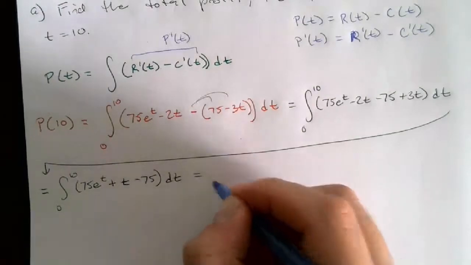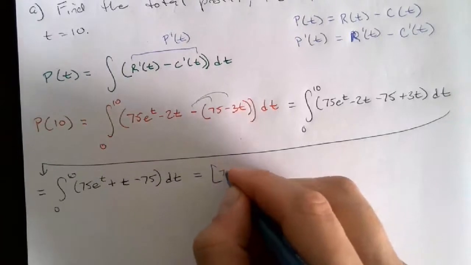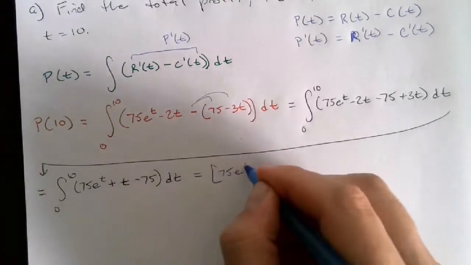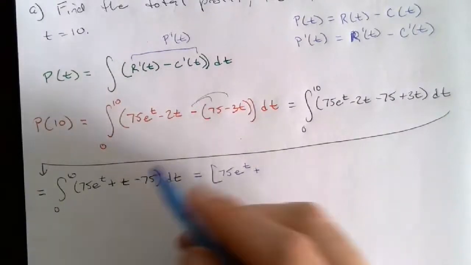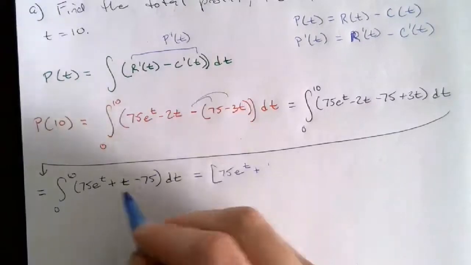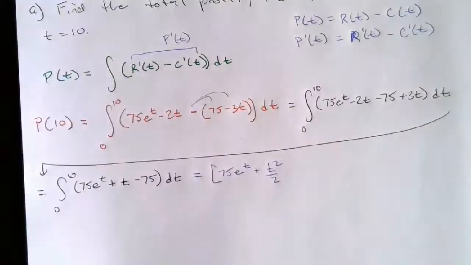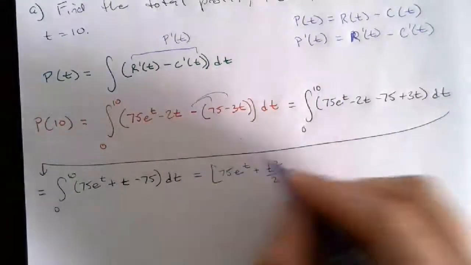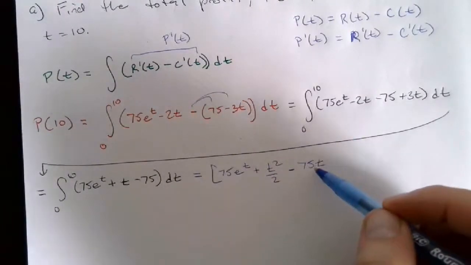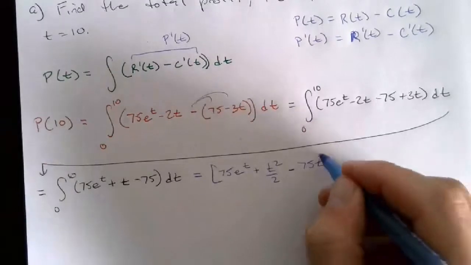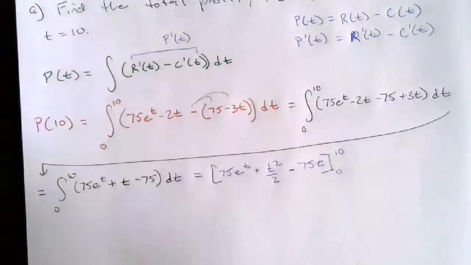When I integrate this, 75 e to the t power, 75 stays in front. The derivative of e to the t is just e to the t, remember, plus the antiderivative of t, which would be t squared over 2 because you're adding 1 to the power and dividing by that same power. Minus 75 becomes minus 75t. Remember, if you have a constant, the antiderivative is just the constant times your variable, which is t in this case. And we're evaluating this from 0 to 10.